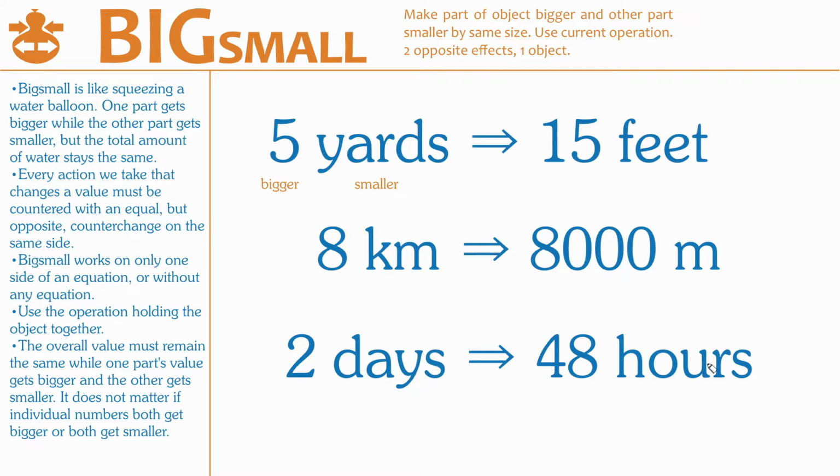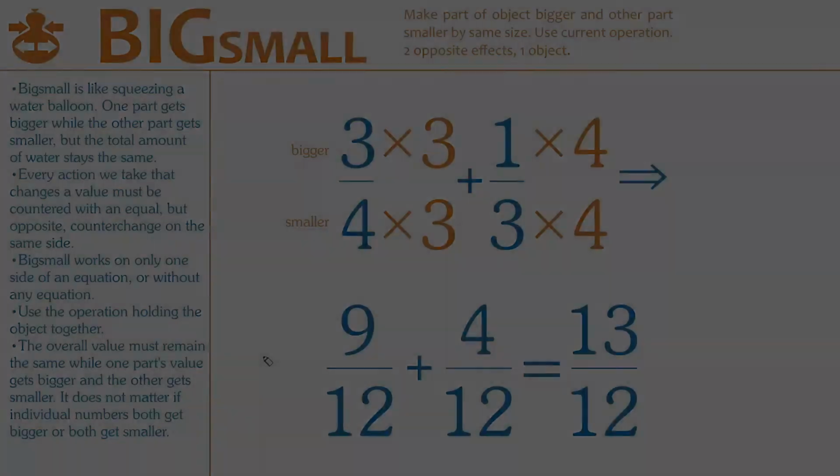2 days, how many hours in it? Days becomes 24 times smaller. Days divided by 24 becomes hours. 2 times 24 becomes 48, my answer. Big, small, same amount. Well, I should say same proportion. I'm not adding or subtracting. I'm multiplying or dividing because the numbers and their units are connected by multiplication.